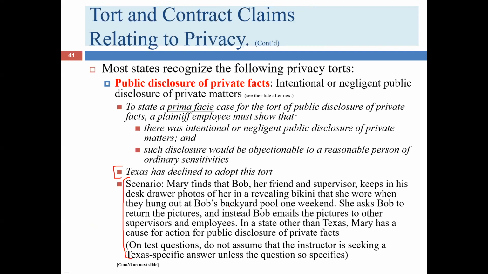She wasn't doing anything unusual in that situation, even though it might appear that she was behaving in a public way, in a way that might be revealing or tacky or something like that. In a state other than Texas, Mary does likely have a claim for public disclosure of private facts.